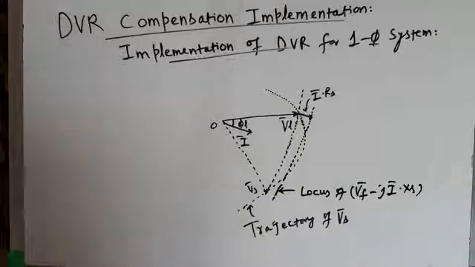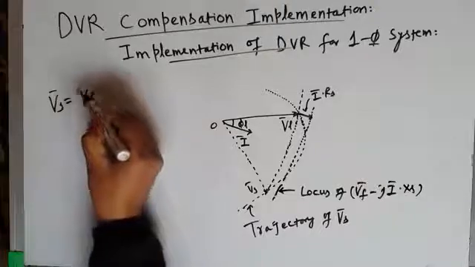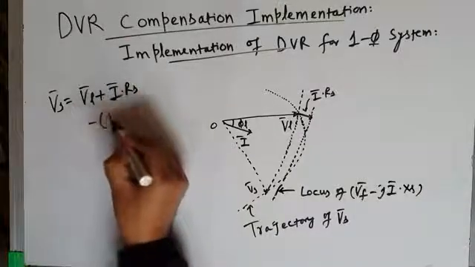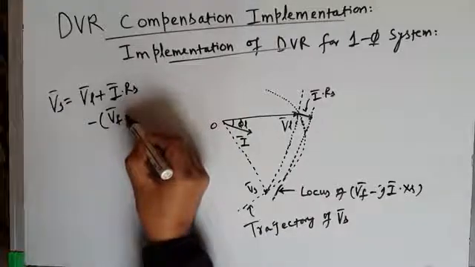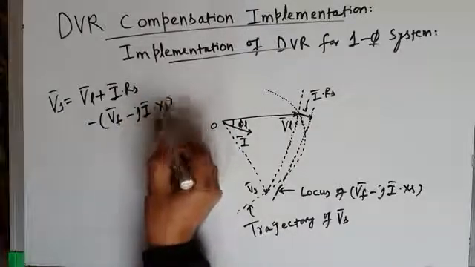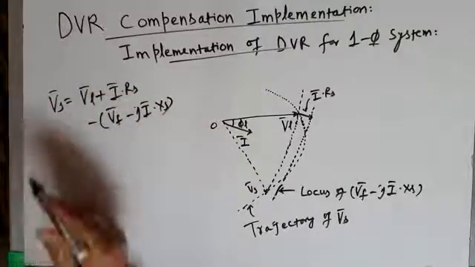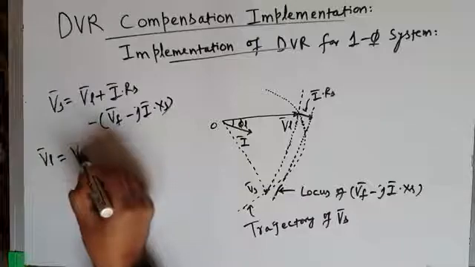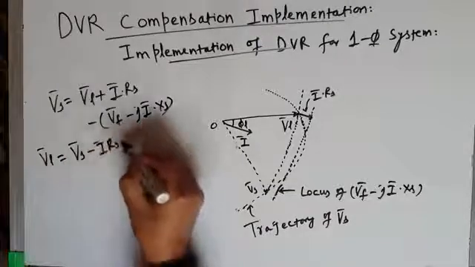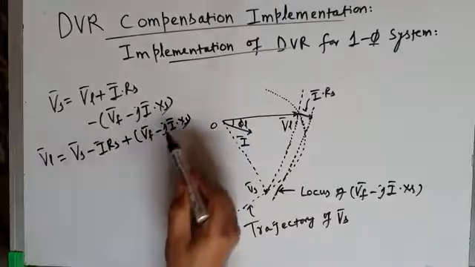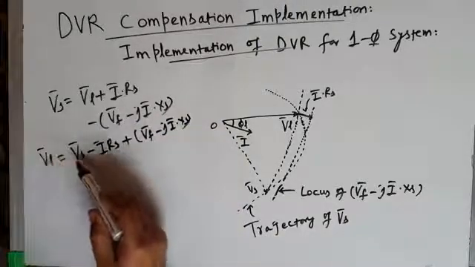Because if you remember, we have already derived one equation in previous class, and that equation was Vs is equal to, that is source voltage is equal to load voltage plus a resistive voltage drop minus DVR injected voltage or compensation voltage minus jI into Xs. We know that resistive voltage drop and this reactive voltage drop causes load voltage to be less than source voltage. From this, if you write, load voltage will be source voltage minus resistive voltage drop plus Vf minus jI into Xs. I mean, this resistive voltage drop and reactive voltage drop cause load voltage to be less than source voltage.